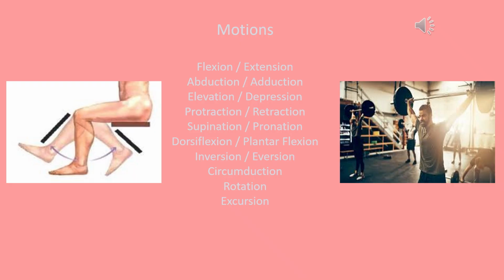Circumduction is the type of motion that we have at ball and socket joints so that we can move the arm or the leg in all three planes of space. We can even swing it around in a circle if we want to. So only the ball and socket joints, the shoulder and the hip, allow for circumduction.